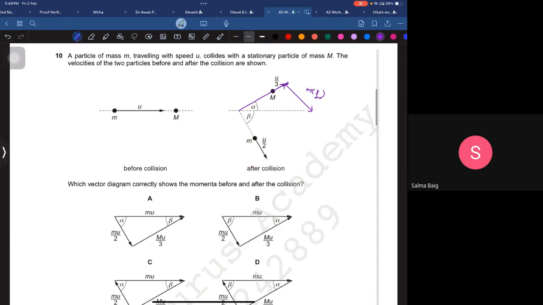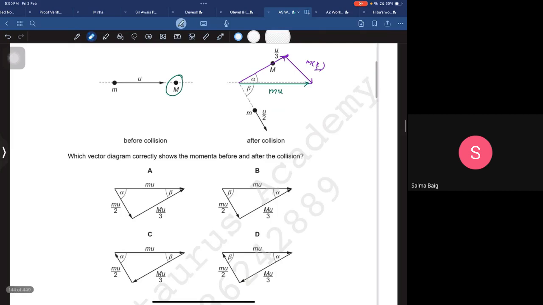Now, the sum of these has to be equal to the momentum before, which is actually a straight line, and that is mu plus m times 0, right? It was stationary, that's fine. It would be mu like this. So we got to find the right thing here. So m times u by 3 should be at alpha angle. So let's check it out where it is.